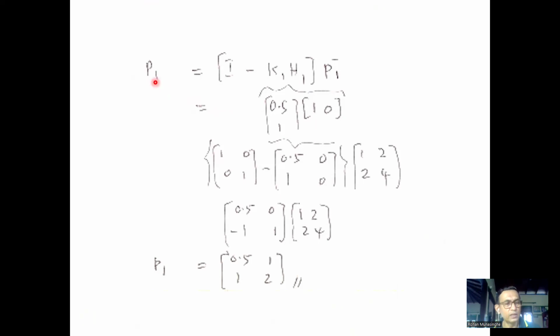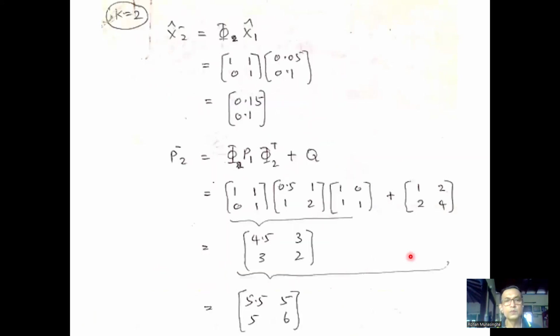So now P1, that is the error covariance at k equals 1. This is the equation: identity matrix minus K1 H1, P1 minus. When you put the numbers in, you can do the calculation. This is P1, right? This is the error variance of the Kalman filter estimate. Let's move on to k equals 2.